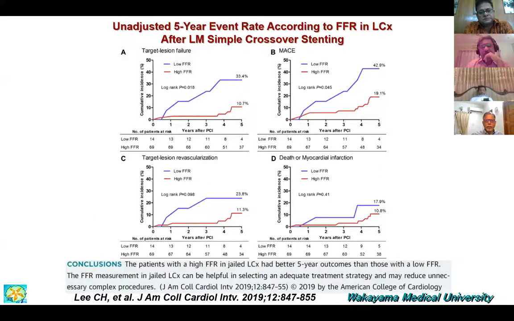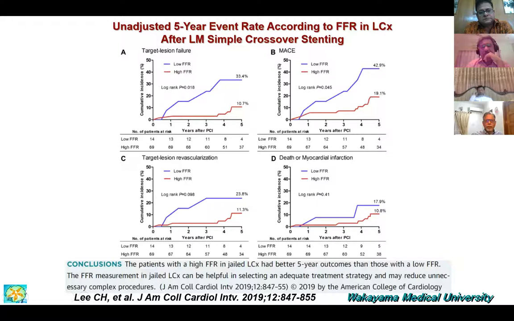This is a simple crossover technique, and this is data from Korea. They measured FFR of the side branch after a crossover, right? And they demonstrated the low FFR and high FFR, more than 0.80 and less than 0.80. In cases with less than 0.80, the prognosis is worse, as shown in the blue color in this slide, and red color demonstrated high FFR.